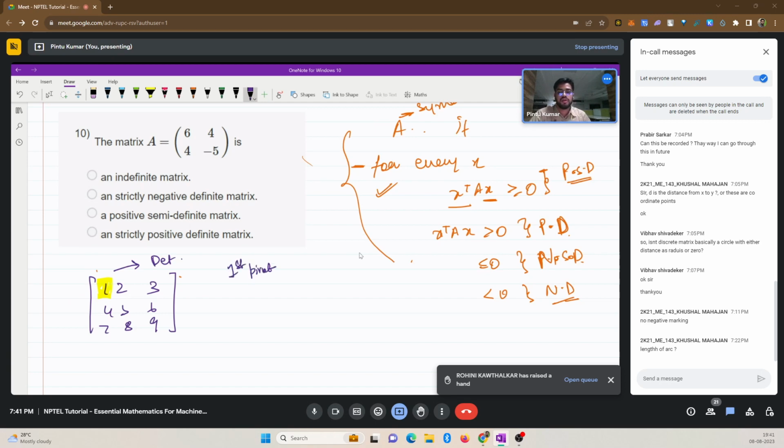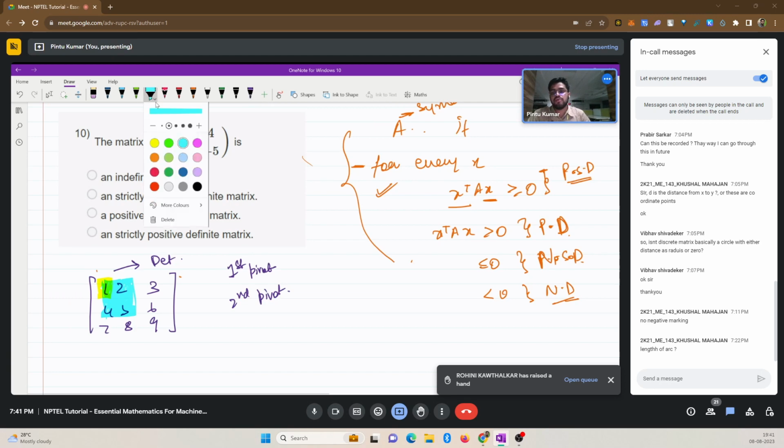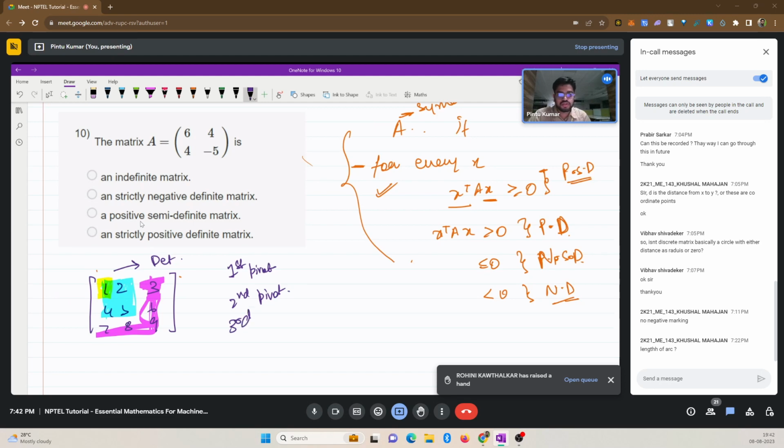Okay, now you increase its size. If you look at the 2 cross 2 matrix from the top left side and you obtain its determinant, then it is your second pivot. Okay, and what is left now? You will look at the complete matrix. If you look at this determinant, this is called your third pivot. Probably a bad choice of color.